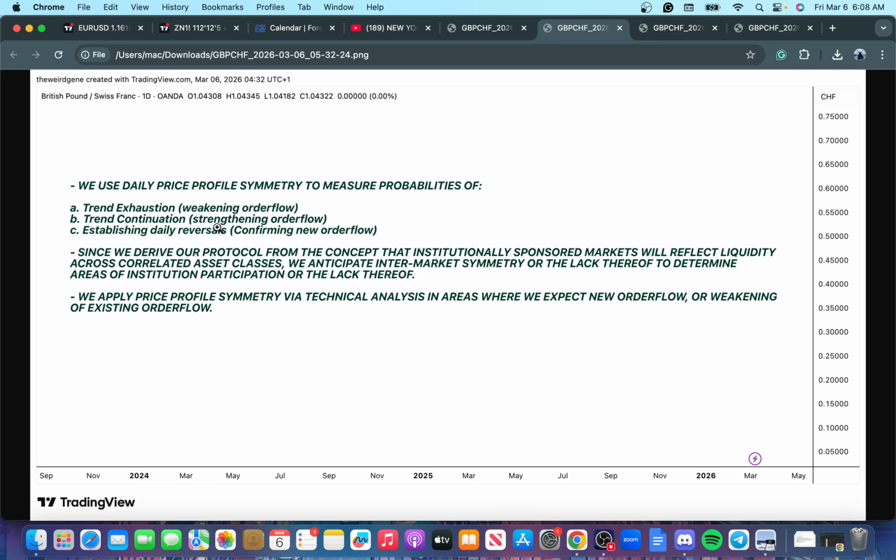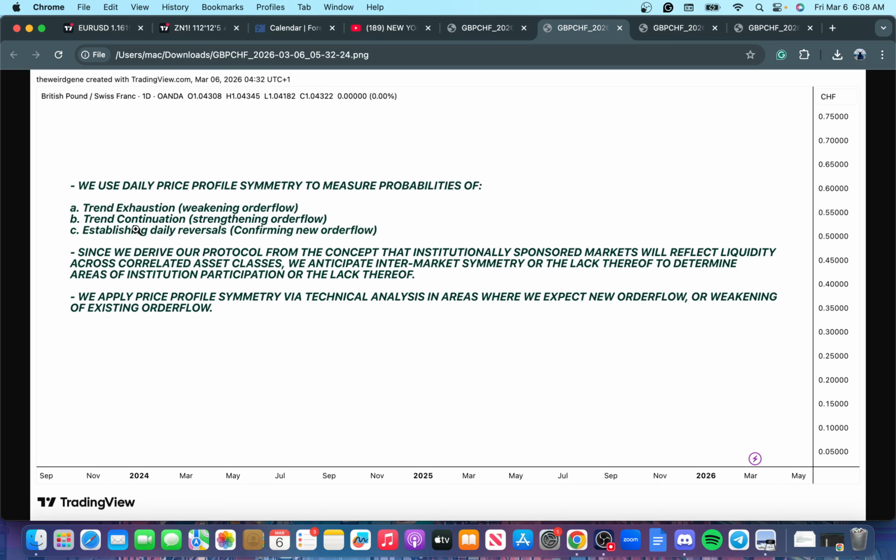So of course, what we're going to do here is work on the first scenario, which is trend exhaustion or weakening order flow. And then on the next two videos, we're going to talk about trend continuation. We're also going to talk about establishing daily reversals. So essentially, how can you confirm if a reversal is a high probability reversal or a low probability reversal, right? So we're going to explain the concept of daily price profile symmetry, and we're also going to rehash some points from the last video, right?